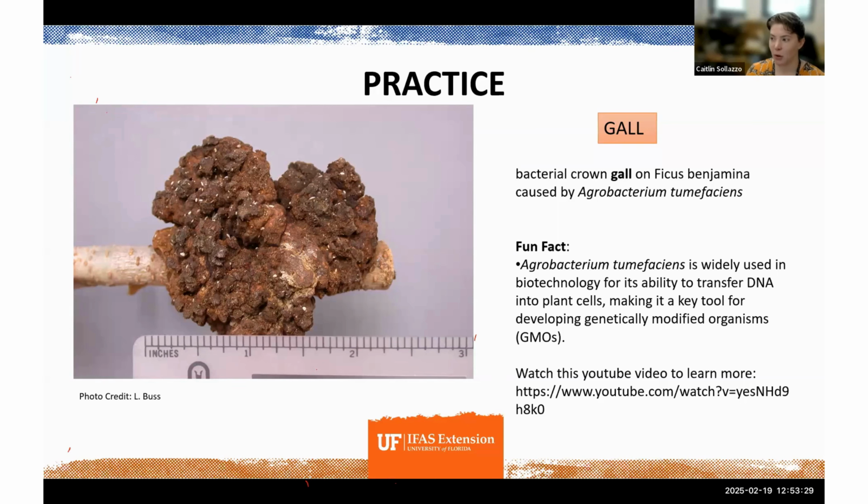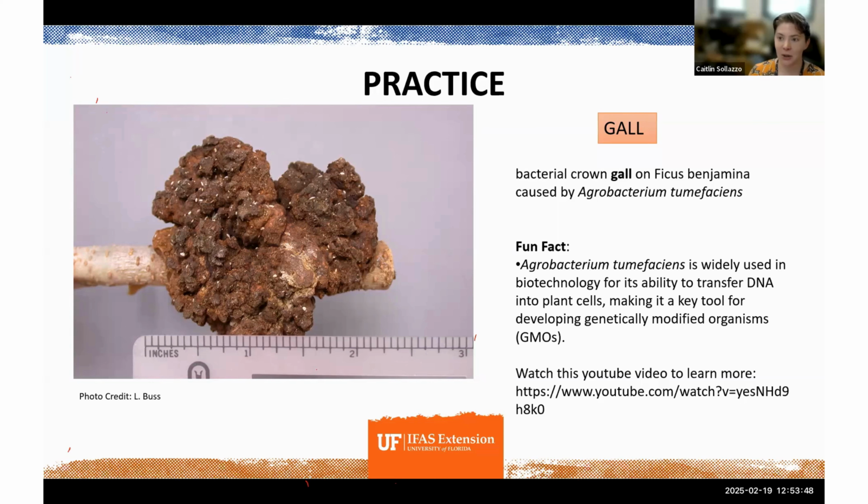So it changes the hormones, so the plant grows really big, and also causes the plant to produce a specific food that only that bacteria can eat, so feed on. So it's a really awesome way for the bacteria to really optimize its growth.